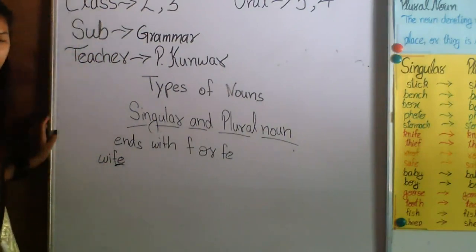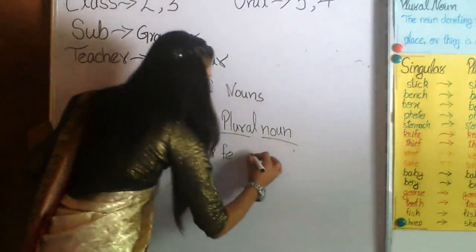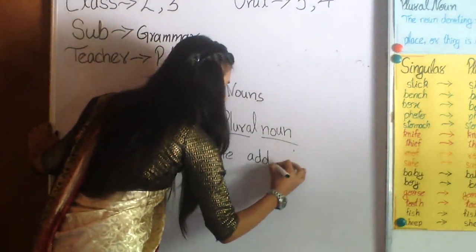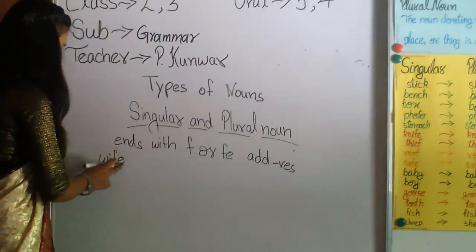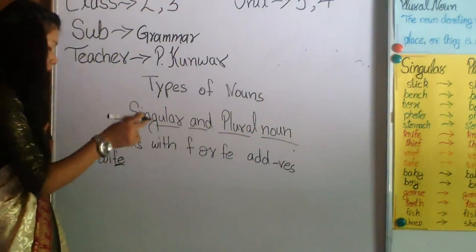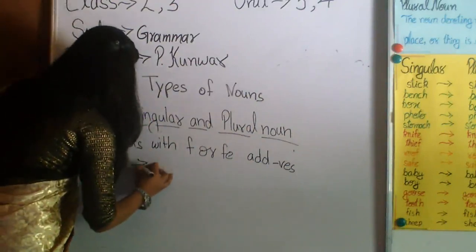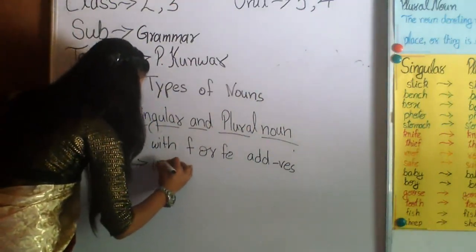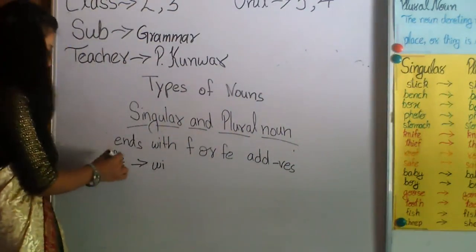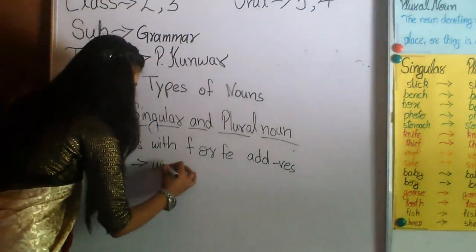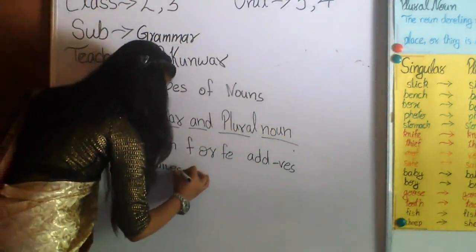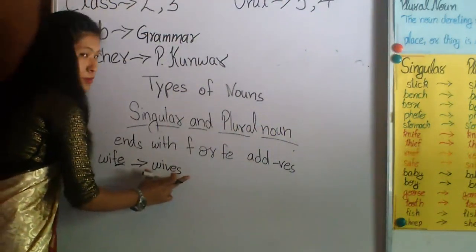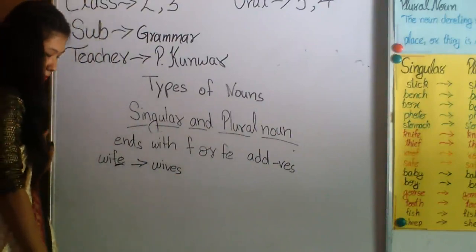So what do we have to do? We have to remove fe and add ves. Wives, to form the plural noun.